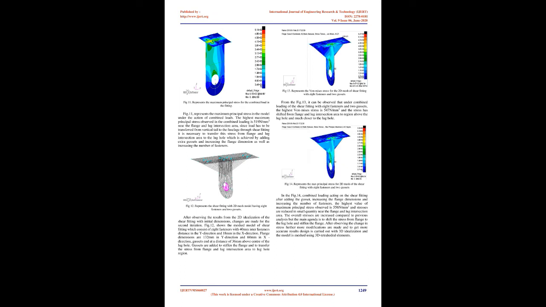Fig. 9 represents the shear fitting with 6 fastener positions with a 2D element mesh, which consists of a flange as well as a lug with a hole. The flange has the dimension of 72 mm by 60 mm. The flange consists of 6 fastener positions and they are placed in a zigzag pattern.